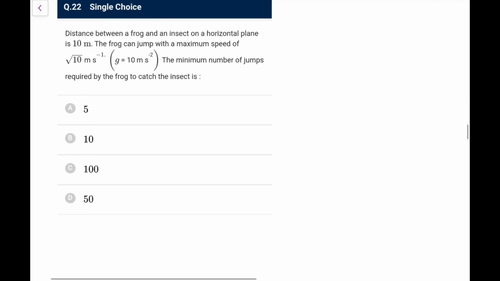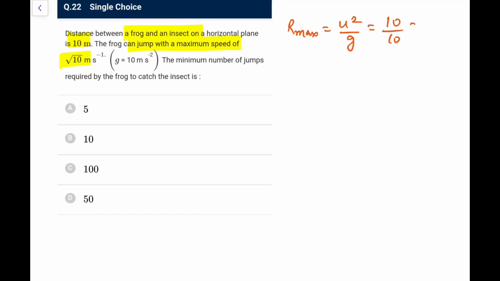Now, the distance between a frog and an insect on a horizontal plane is 10 meter. The frog can jump with a maximum speed of root 10. The minimum number of jumps required by the frog to catch it. So what I can know, R max is at 45 degree, that is u square by g. That would be equal to 10 by 10, that is equal to 1 meter. So maximum it can jump 1 meter, so minimum jumps will be 10 for sure. It can't go more than 1 meter in a jump.